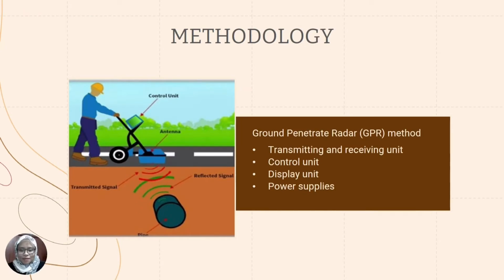Hi, my name is Nur Shafiqah binti Mansor, and I'm going to explain about the methodology. As for the diagram shown above, this is the electromagnetic geophysics from ground penetrating radar. It transmits the radar signal and receives the reflected signal to the display unit. The GPR can detect more than 1 meter depth underground and it is successfully employed to investigate the near surface for various applications. The ground penetrating radar method has a transmitting and receiving unit, control unit, display unit, and also the power supply.